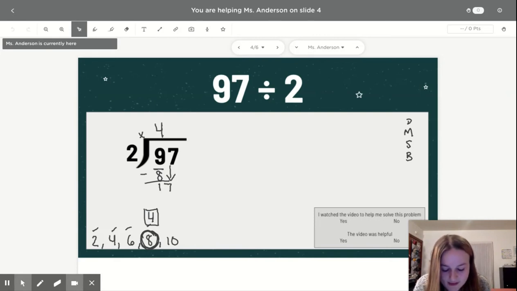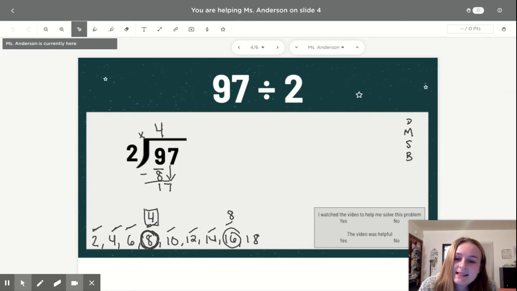So I'm going to continue to skip count by 2 until I get just above 17. So 10, 12, 14, 16, and 18. I can go ahead and stop here because I went just above 17. Now I need to figure out which number gets me as close to 17 as possible without going over. That would be 16. So I'm going to count how many times I skip counted by 2 to get to 16. That would be 1, 2, 3, 4, 5, 6, 7, 8. That means that 16 is the eighth multiple of 2.